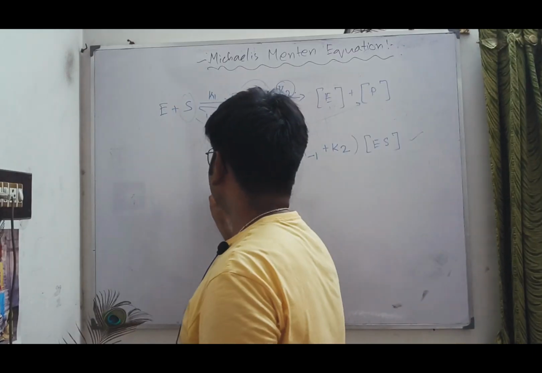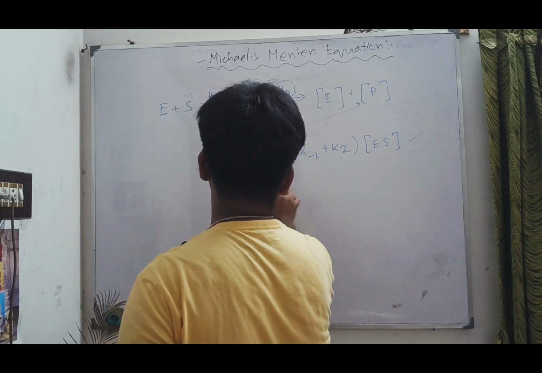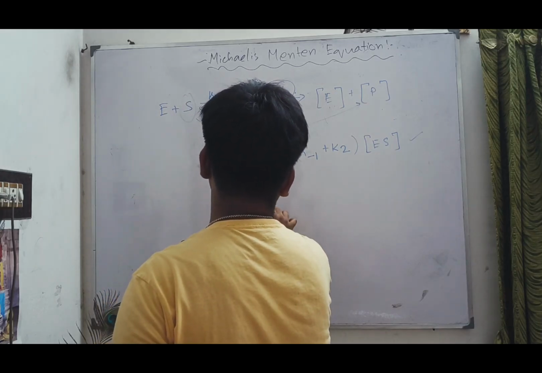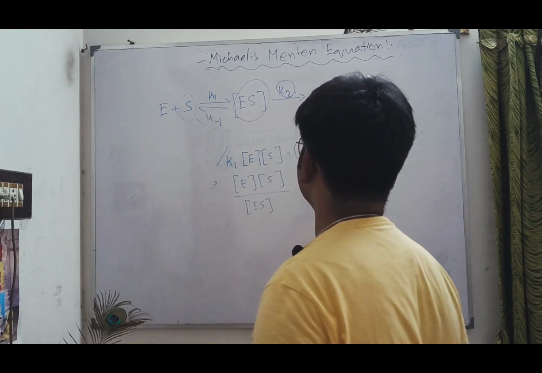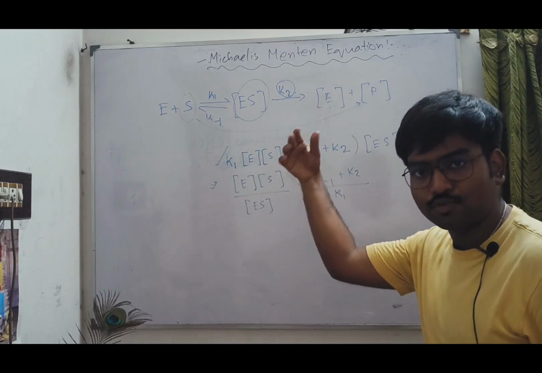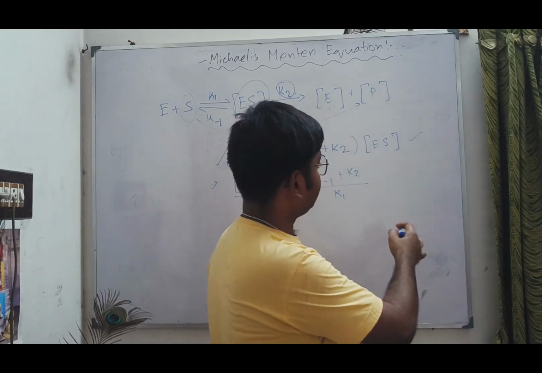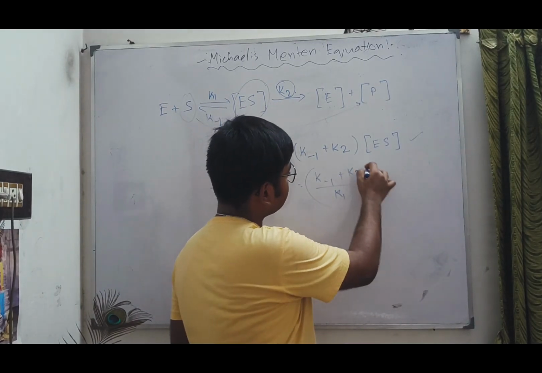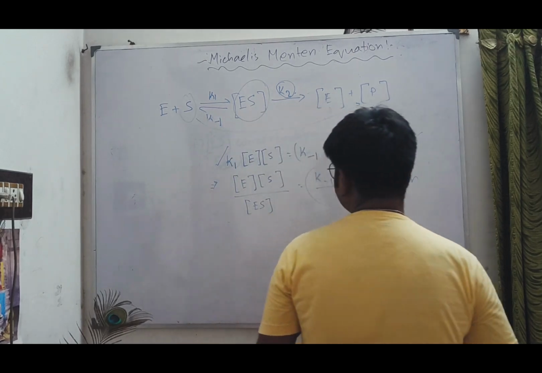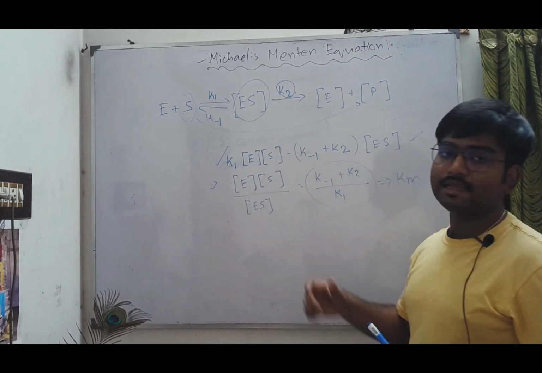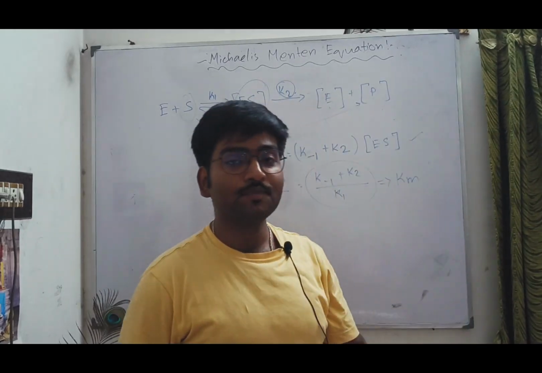Now simple math, we can say that E into S by ES equals k minus 1 plus k2 by k1. Yes or no? I just put this value to this portion and this value to that portion. That's all. So k minus 1 plus k2 by k1, this entire thing is known as Km. I will let you know the meaning of Km. And there is another thing we must go through. I am writing this, don't worry.